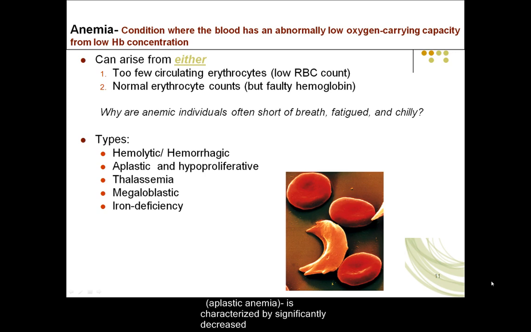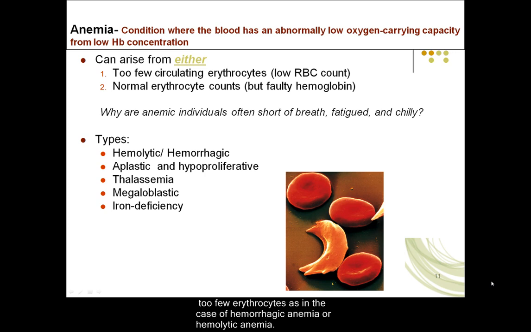Bone marrow and stem cell problems, called aplastic anemia, are characterized by significantly decreased formation of erythrocytes and hemoglobin due to defective red bone marrow, and usually results in decreased white blood cells as well.